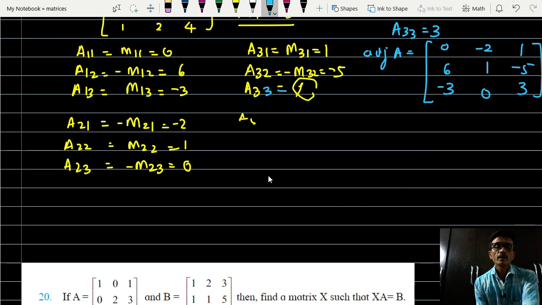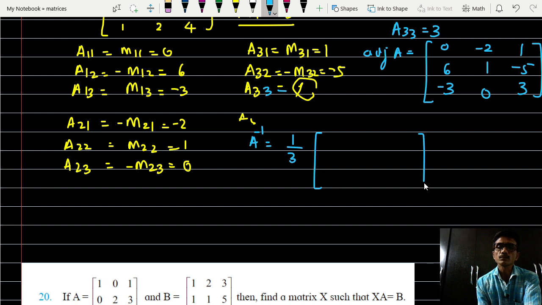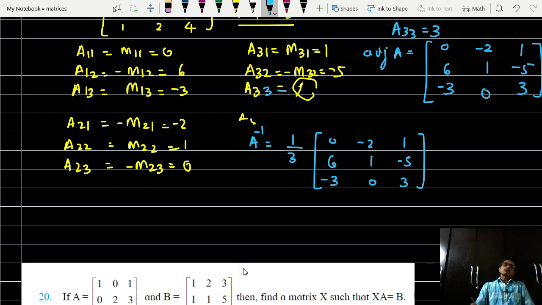So we'll be writing here A inverse is equal to 1 upon determinant of A, 3, into adjoint of matrix. What is the adjoint of matrix? 0 minus 2 1, 6 1 minus 5, minus 3 0 3. Okay, so this is the inverse of matrix by adjoint method. So we did question number 16.